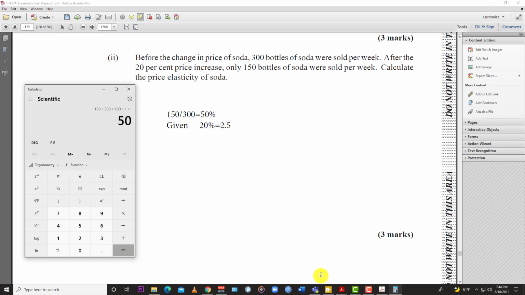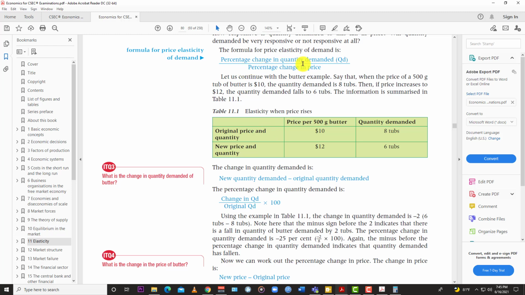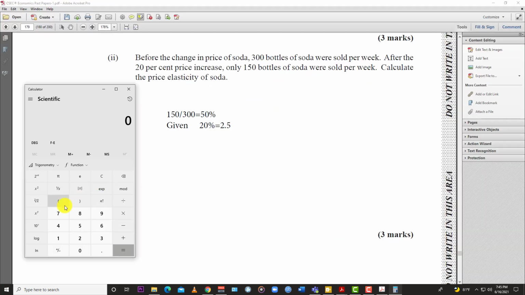Now the percentage change in price is given. It's in the question. It's 20%. So we already have that. Now we take what we just found, the percentage change in quantity demanded, which is 50%, and the percentage change in price, which is given as 20, and you work the math. So it's 50 divided by 20, which equals 2.5.